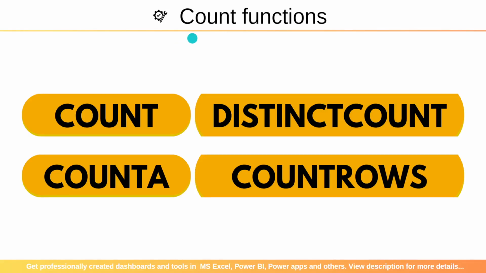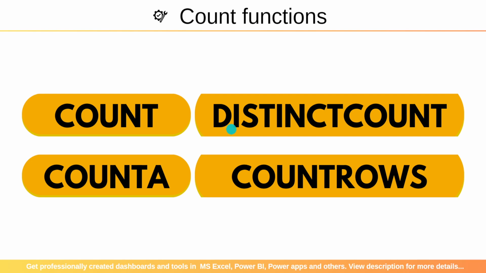Let's understand count functions inside Power BI. So this first count function is used when we are calculating the number of columns which are containing the numeric values. The second, CountA, is used for the columns which are containing the numeric values as well as text values. The third, distinct count, is used to count unique values inside a column.